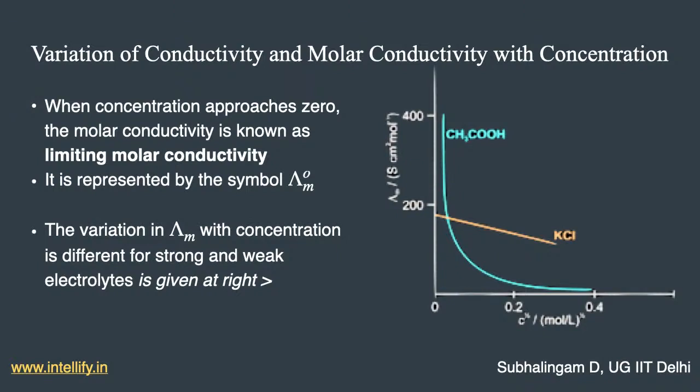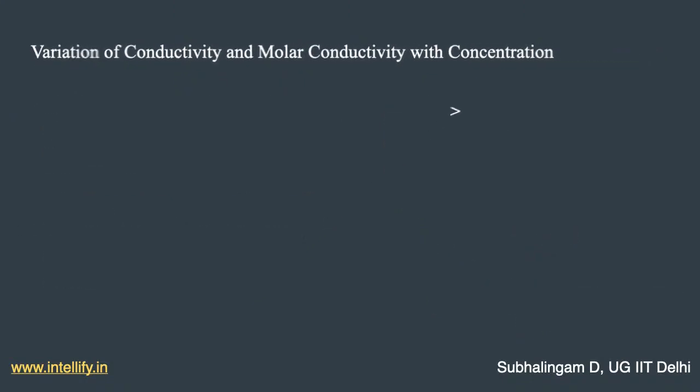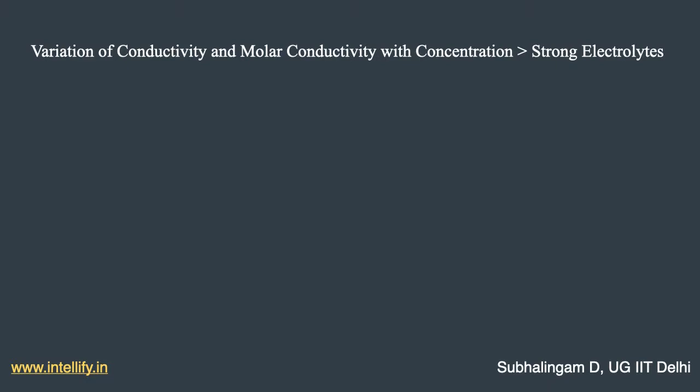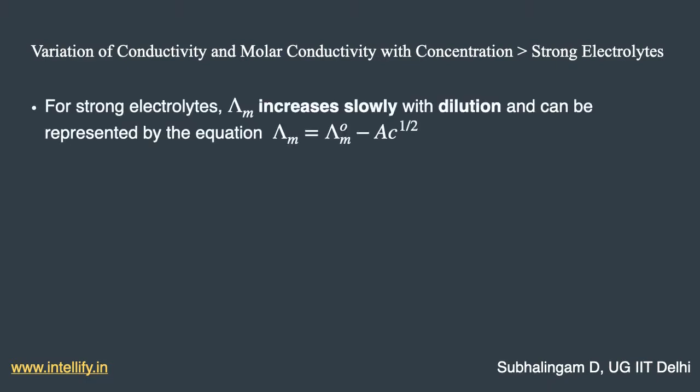Notice the difference in the properties of the curve for KCl, which is a strong electrolyte, and CH3COOH, that is a weak electrolyte. You get a straight line for KCl, and it is like a 1 by x graph for CH3COOH. We will discuss why the curves are like this in the coming slides. First, we will discuss strong electrolytes.